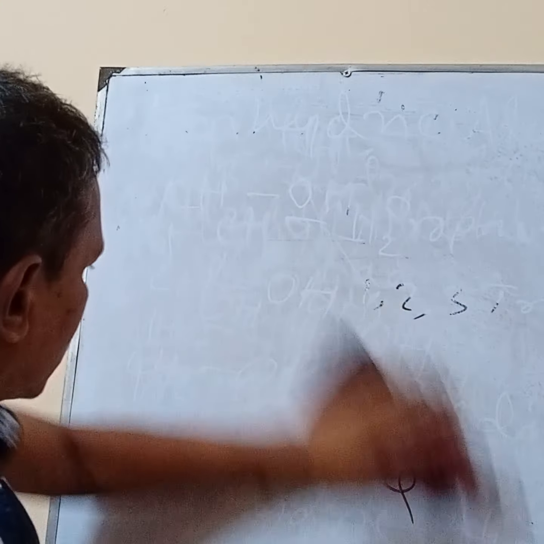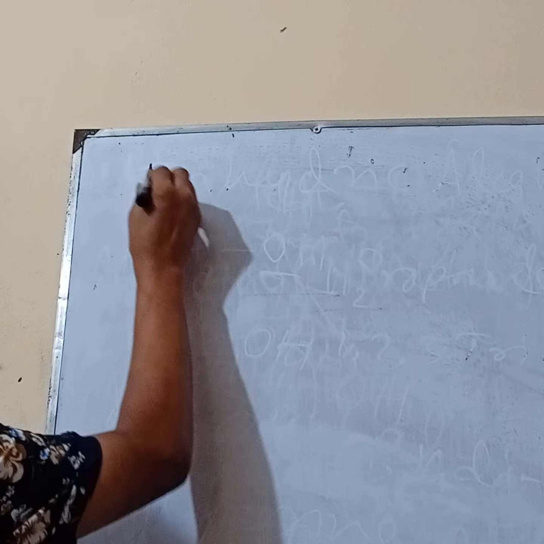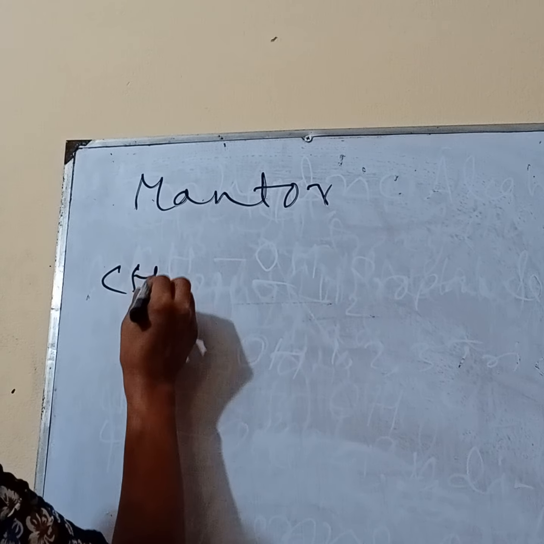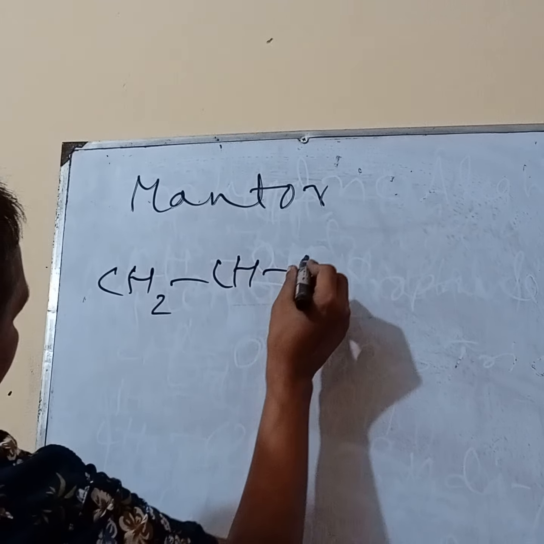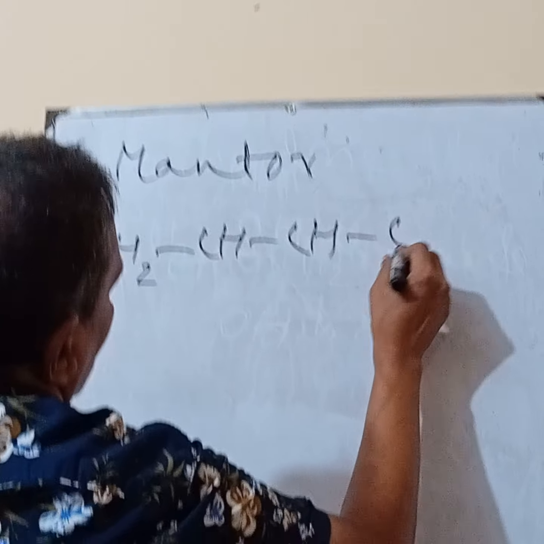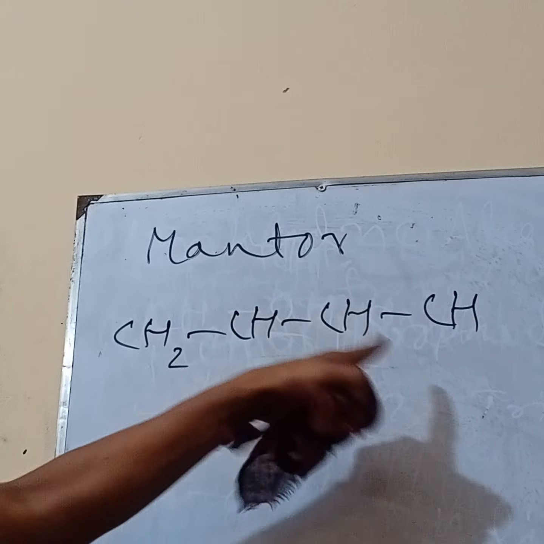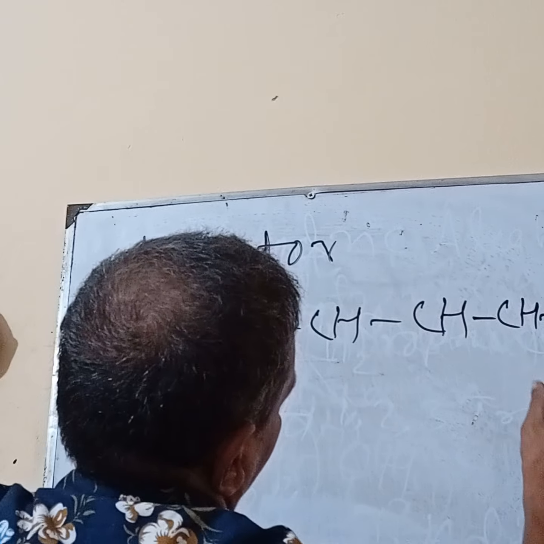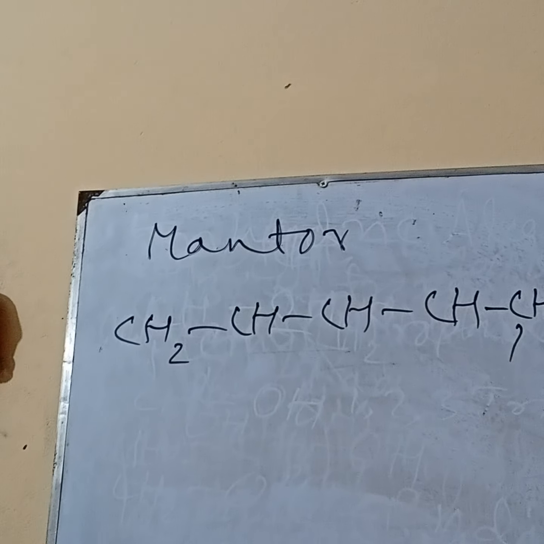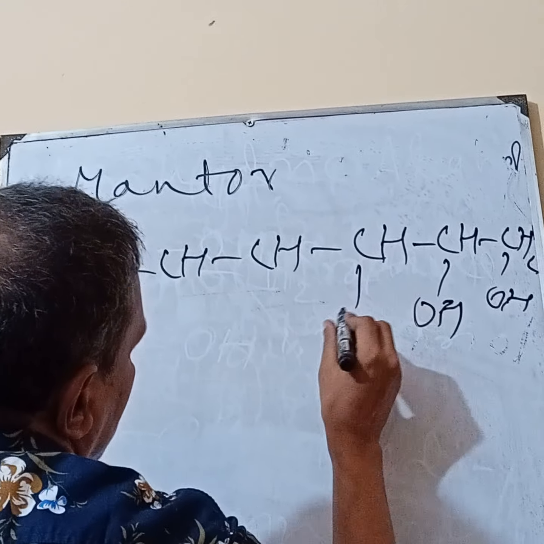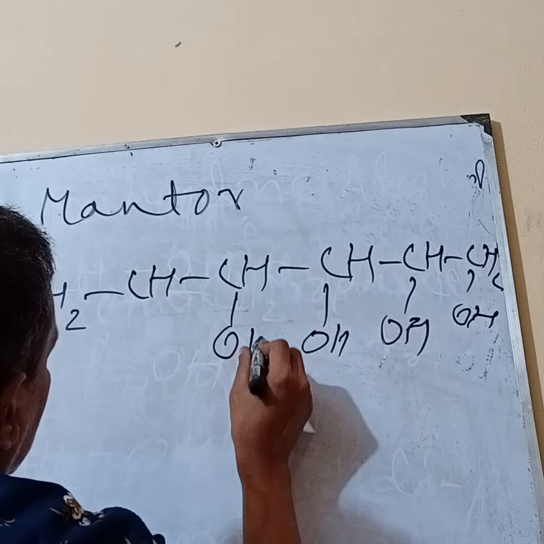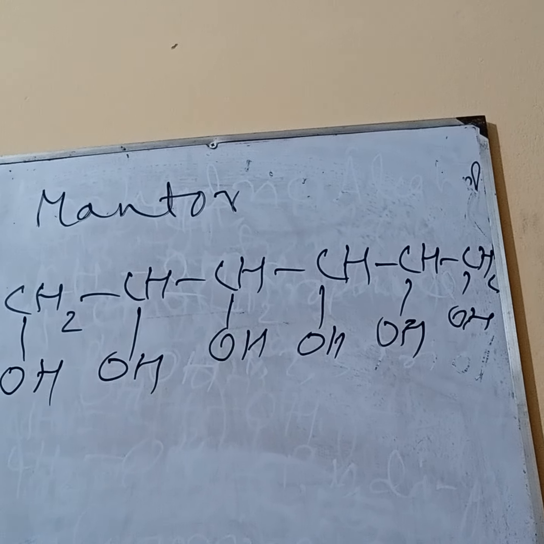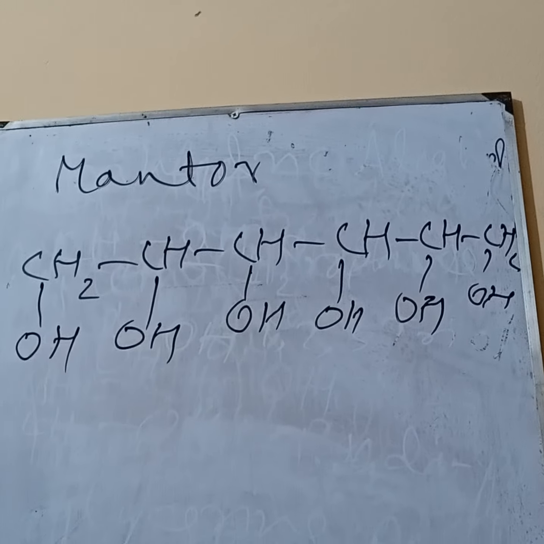Then polyhydric alcohol. Methyl. Carbons 1, 2, 3, 4, 5, and 6, each with OH. This is the polyhydric alcohol.